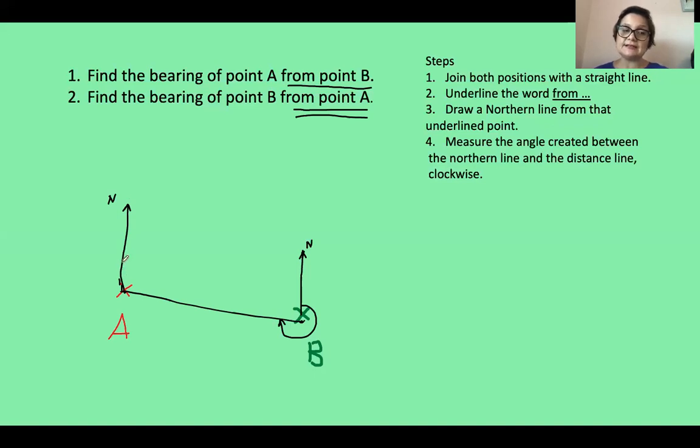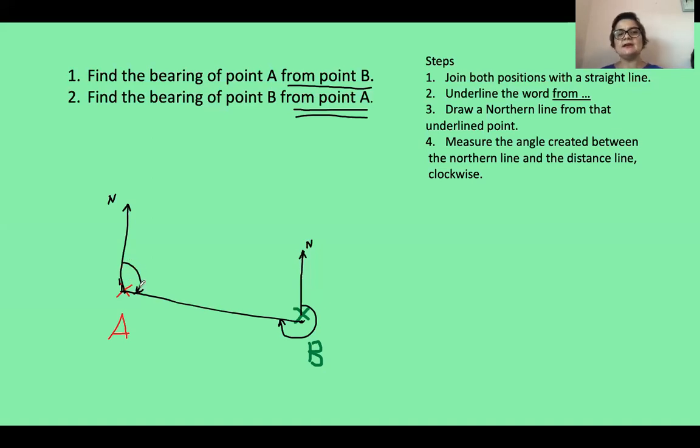The bearing is the angle clockwise from the northern line to the distance line. There you go, just like that. So it's clockwise. Don't forget to draw the little arrowhead just to show the direction. It is clockwise, and it goes from the northern line to the distance line. So yeah, this angle here would make the bearing.